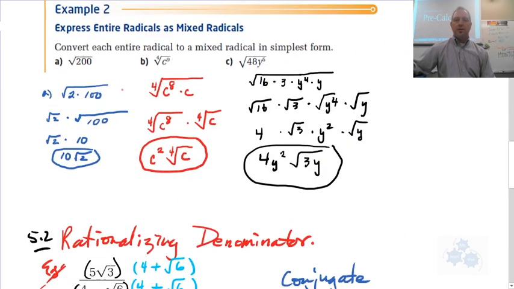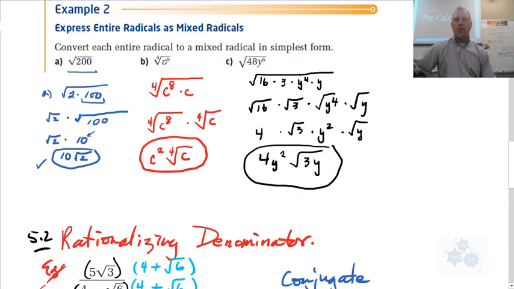Going the other way is a little bit different, a little bit trickier. What you need to do is take a look at, do I have any factors of this number that are perfect squares? That's what I always look for. And then you can separate this as root 2 times root 100. So that's a property of radicals. And root 100 can be simplified, and so you now have 10 times root 2, and that is how you change an entire radical to a mixed radical.